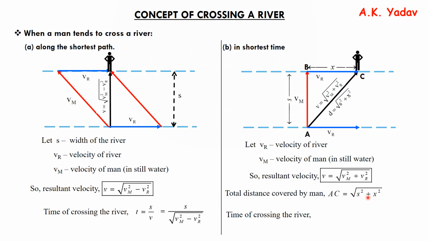If I want to find out the time of crossing river, that is t is equal to distance, which is AC, upon velocity, which is v, which gives t is equal to under root of s square plus x square upon under root of Vm square plus Vr square. Let us do a few examples to understand the concept better.